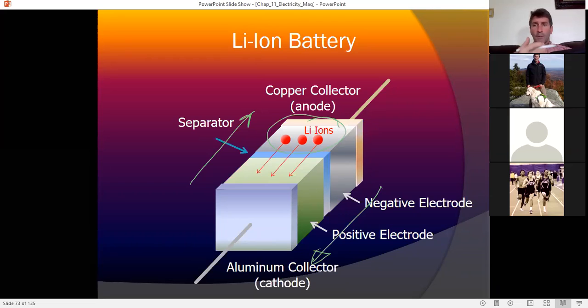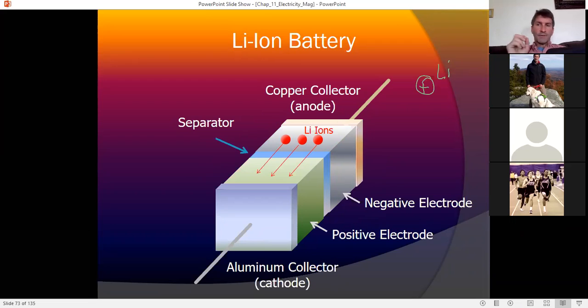The ions like to go from one side to the other. As they go through this little separator, they're giving off their energy. When we want to recharge them, we simply send them back to the other side, and they store energy that way. But again, lithium ion batteries, as their name implies, they have little lithium atoms. Lithium is an alkali metal for you people who remember your chemistry. It's a singly charged ion, positively charged.